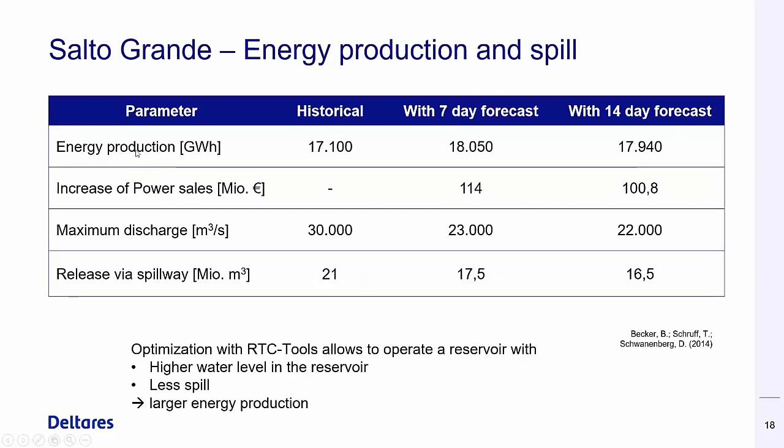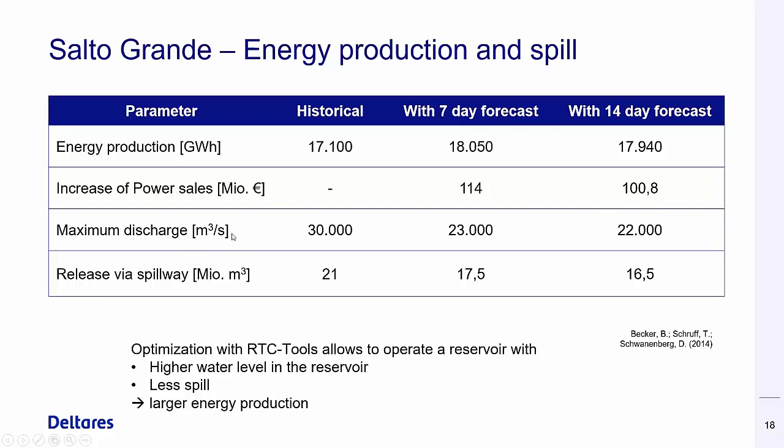Here the historical energy production was 17,100 gigawatt hours. With the 7-day forecast it increases a bit to 17,850. With the 14-day forecast, we have again a smaller number, but it's still higher than the historical value, 17,940. Compared to the historical operations, this means increased power sales of 114 or 100.8 million euros. This is quite something, I would say.